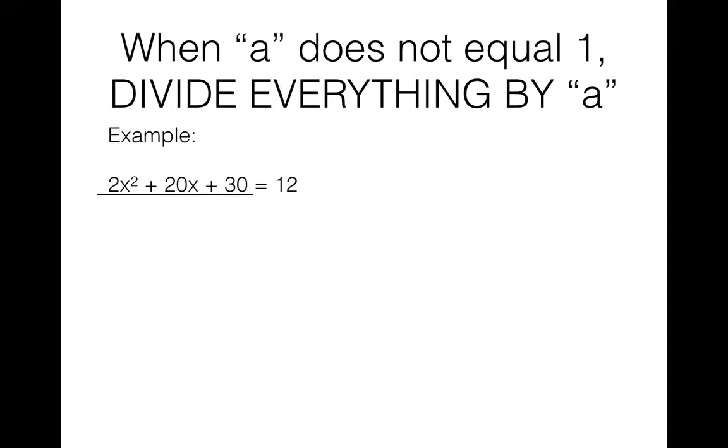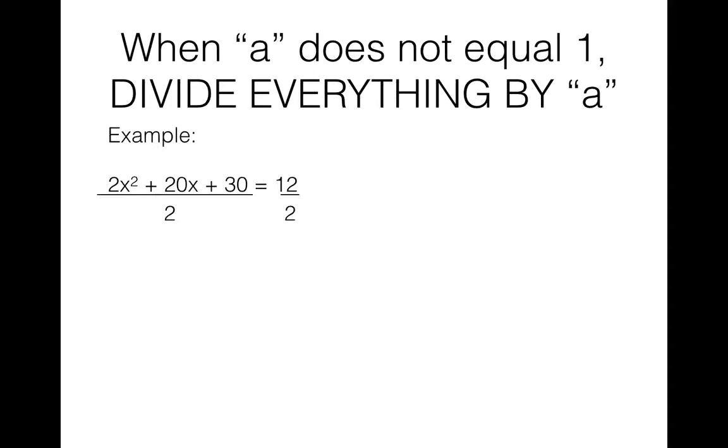So the first thing we're going to do is divide everything by a. Here a is 2 because we have 2x squared. So we're going to divide everything on this side by 2, but whatever we do to one side of an equation, we must do to the other side. So we divide the other side by 2 as well.